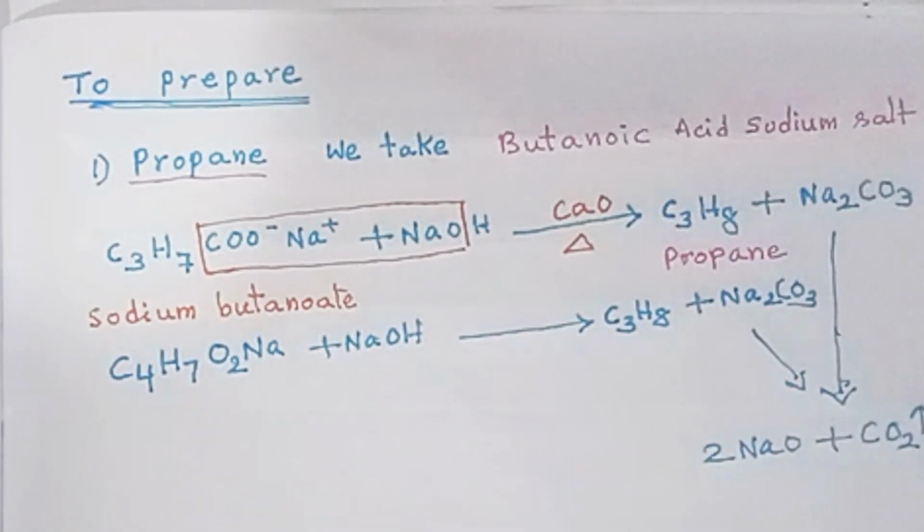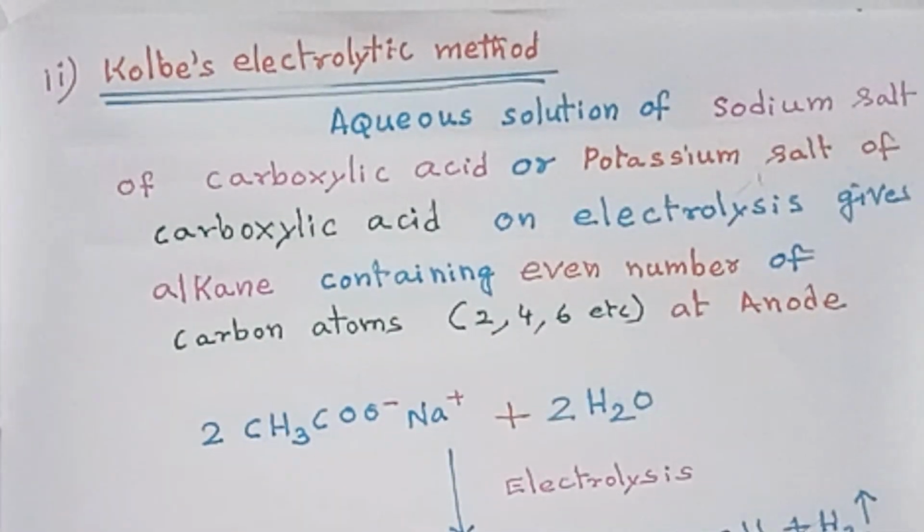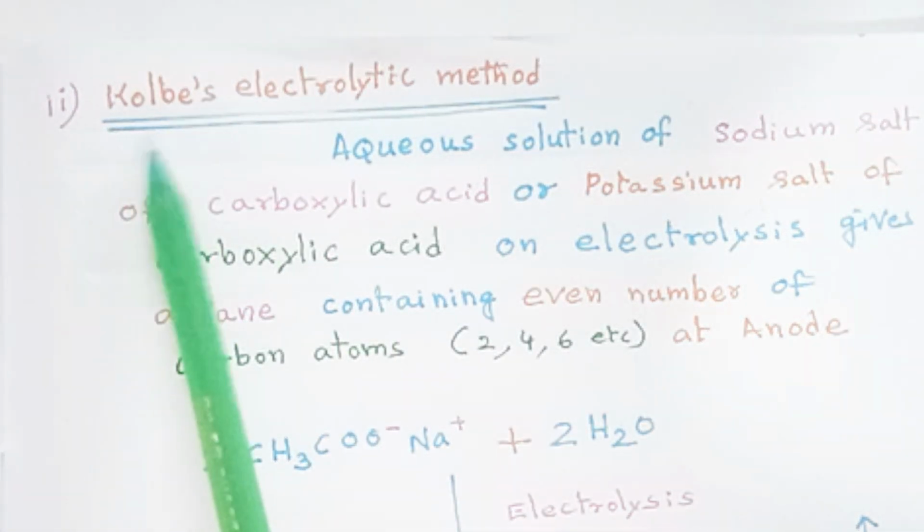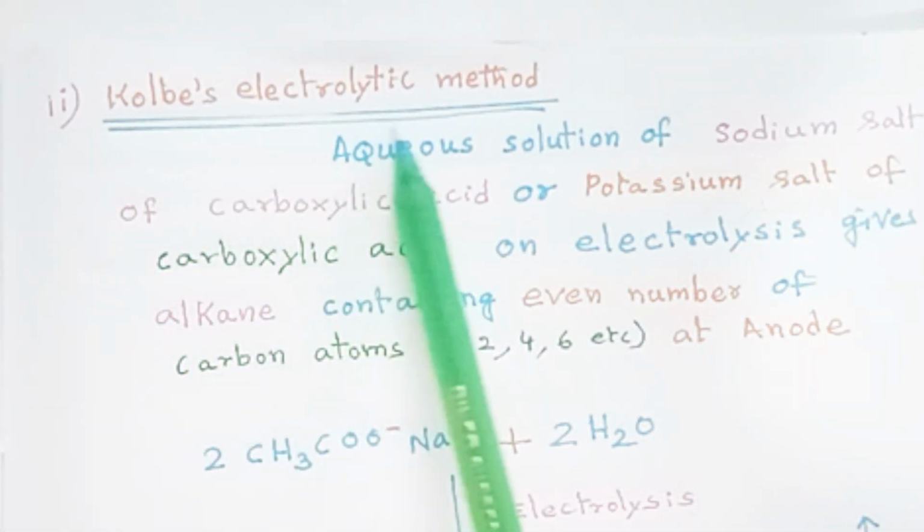Now let us see another method with carboxylic acid salt to prepare alkanes. This is Kolbe's electrolytic method.